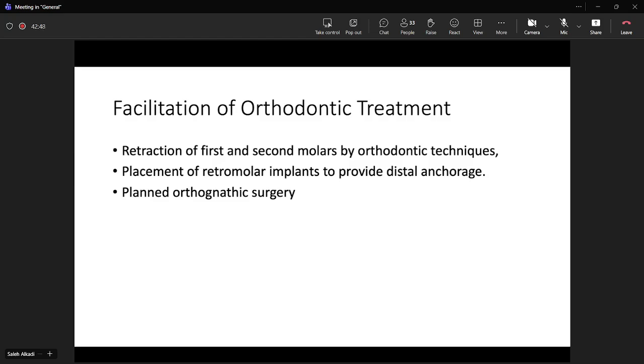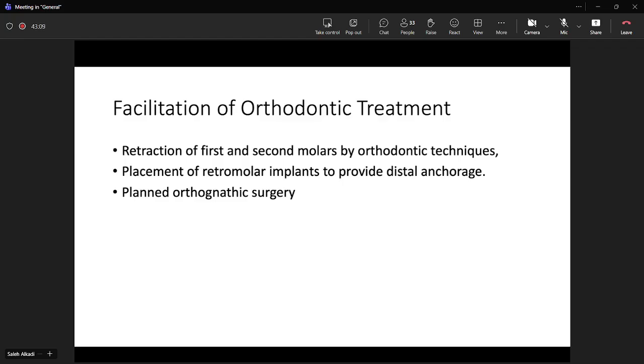Sometimes orthodontists want to use the area of our wisdom tooth for anchorage, for distal anchorage. So you need to remove this wisdom tooth, and he will put his TADs or any anchorage device in there to support the anchorage. So you have to remove this wisdom tooth before doing that.